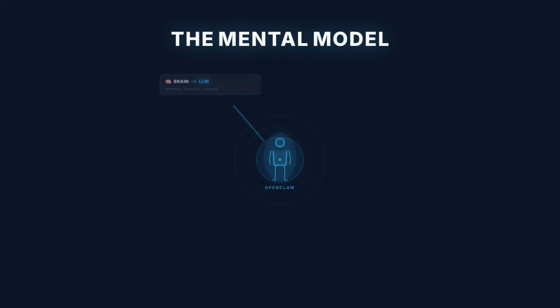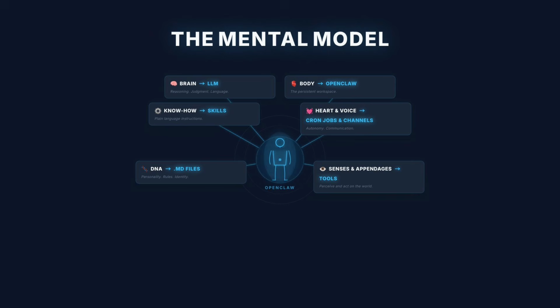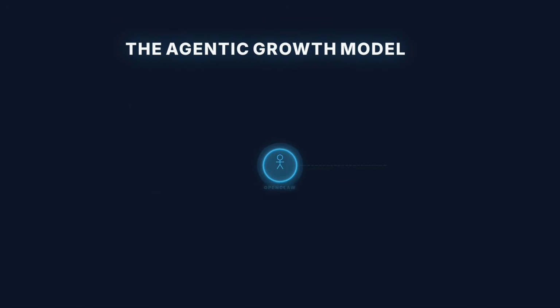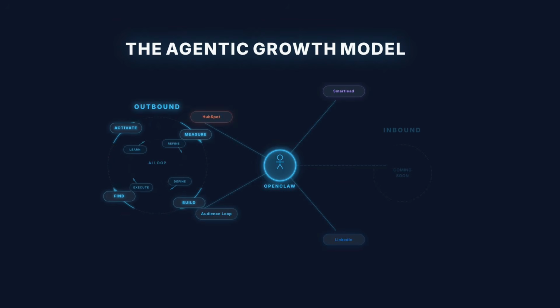So that's the mental model for how OpenClaw works. Brain, body, DNA, senses, know-how, heart, and voice. Let's put it to work. So here's the full Agentic Growth Engine. 2 motions, 1 loop. Today we're starting the flywheel on outbound. Build and find. The rest is a future episode. By the end of this series, you'll have the whole thing running.